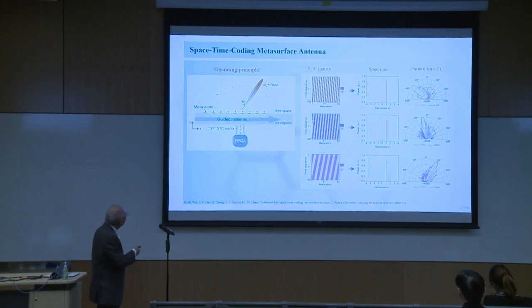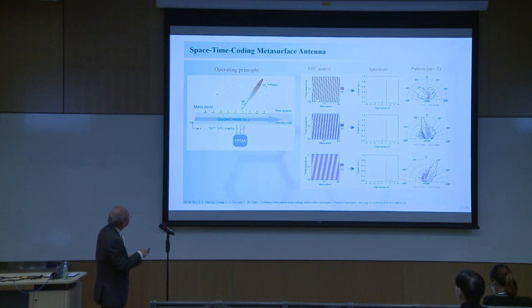Okay, the key feature of this metal surface antenna is that we have a metal atom here, which is actually an antenna, a slot antenna, on a waveguide, and then on the aperture of the slot, we have some switches there. By using an FPGA, we can turn on and off the switches.